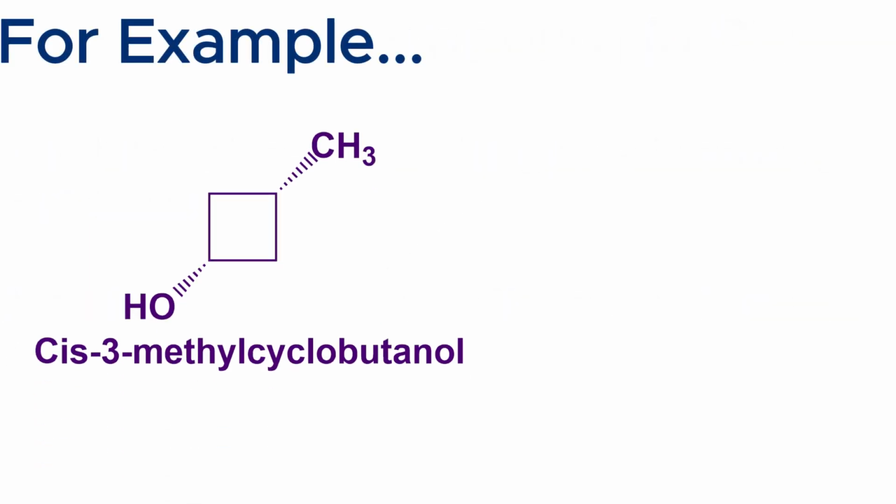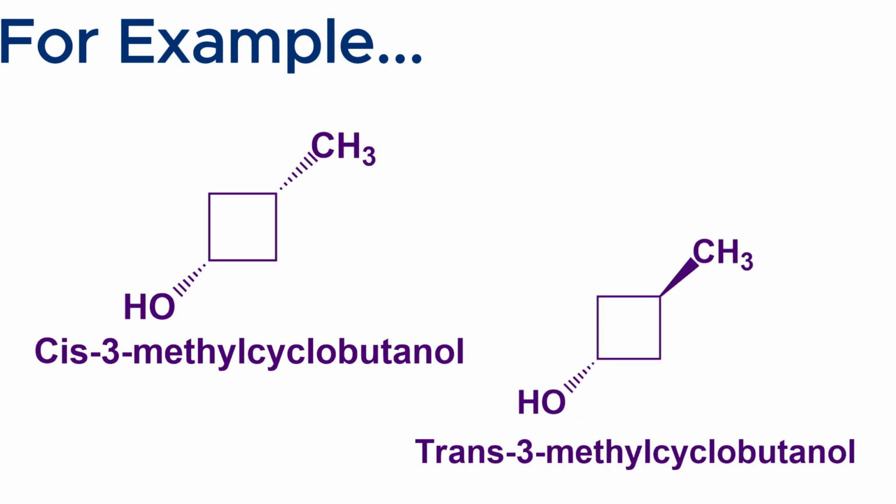In the cis form of 3-methylcyclobutanol, the hydroxyl group and the methyl group are both positioned on the same side of the ring. We could use hashed wedges to show these groups going away from us, indicating that they're on the same side. In the trans form, the methyl group is positioned coming towards us, represented by a solid wedge, while the hydroxyl group is pointing away from us, represented by a hashed wedge. This clearly shows they're positioned in opposite directions.